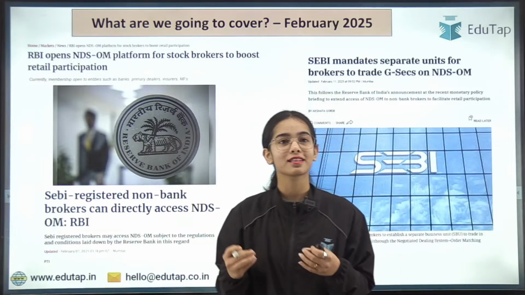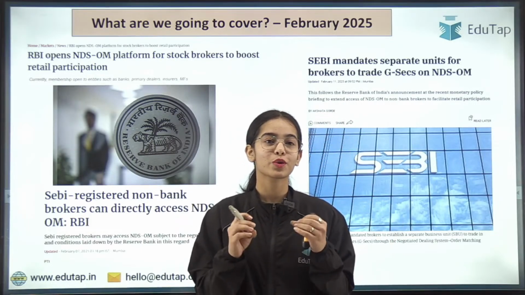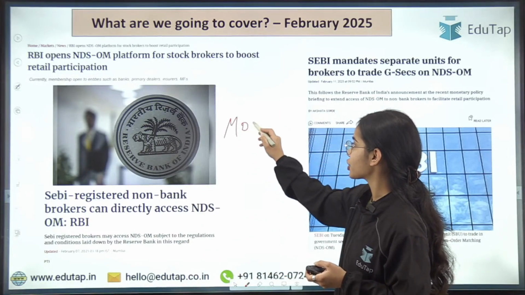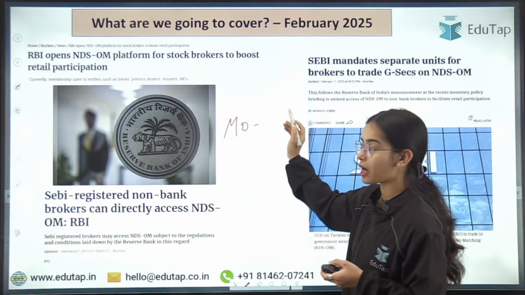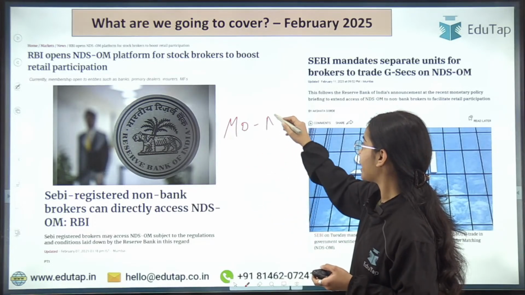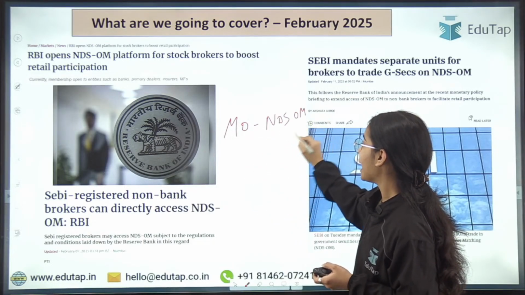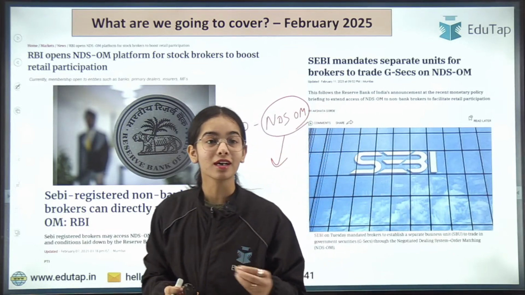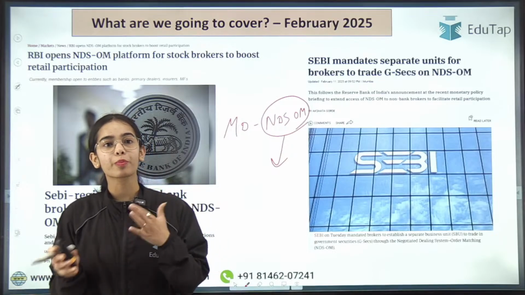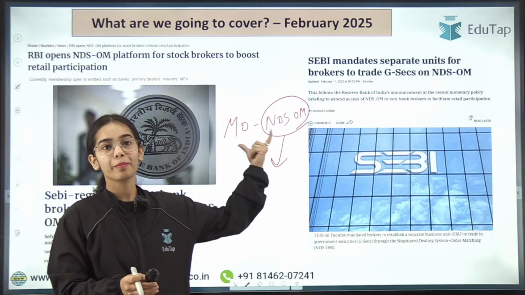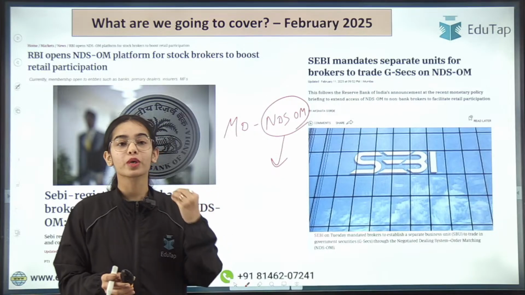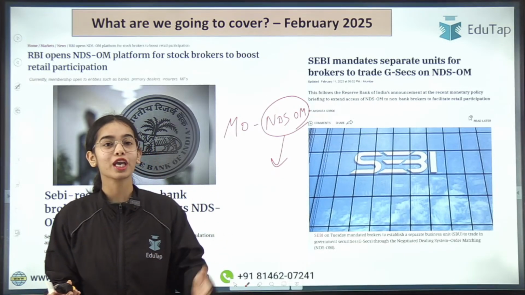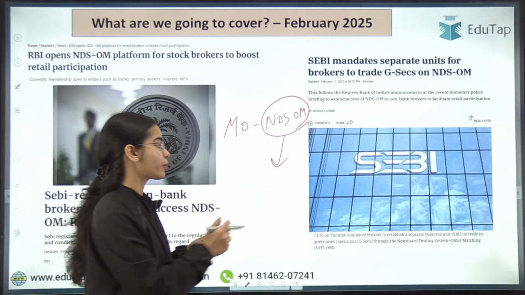Welcome to the Finance 360-degree session. Today's session is going to be very important because we are going to discuss the master direction of the Reserve Bank of India regarding the NDS-OM. A big update has come: the Reserve Bank of India has allowed stock brokers on the NDS-OM platform. The Stock Broker Connect has been introduced by the Reserve Bank of India, and we'll discuss what this Stock Broker Connect is.